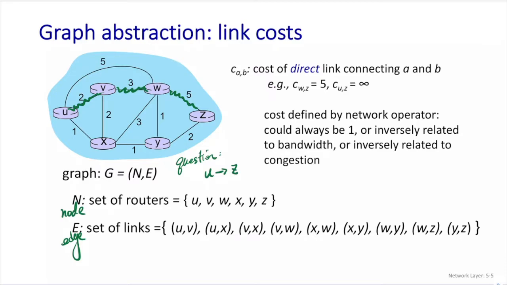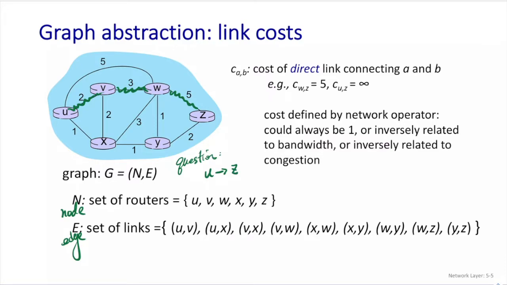The first set is big capital N. Capital N means how many different nodes, how many different routers are in this graph. So we can see that N is a set. It includes, I think, 6 different routers: U, V, W, X, Y, Z. You have to define how many nodes, how many routers are in your graph.